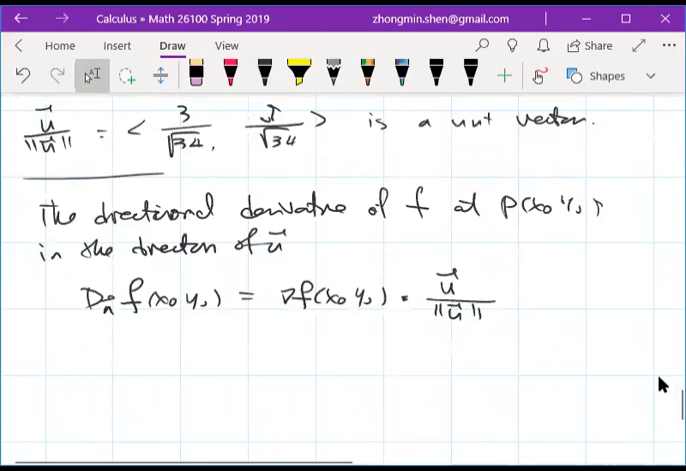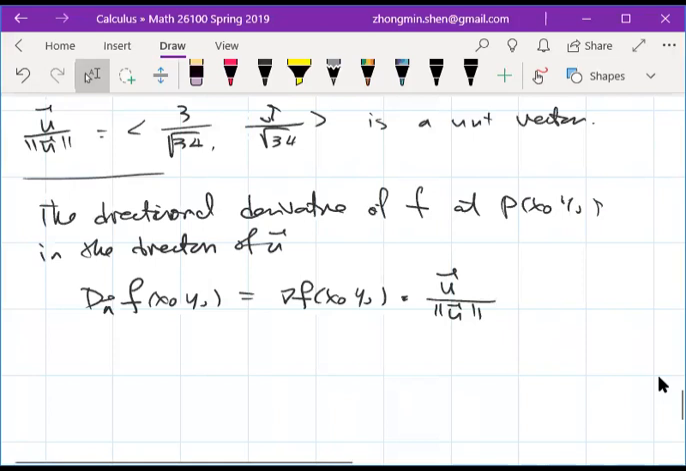Sometimes I mention the unit vector, in the direction of the unit vector. There is a formula in the book, theorem number 3. If the function f is differentiable, then the directional derivative is in the direction of any unit vector. I have to emphasize this, so be careful and pay attention. Sometimes the vector is not a unit vector, but when we talk about directional derivative, usually it means a unit vector. If it's not a unit vector, you have to normalize it.